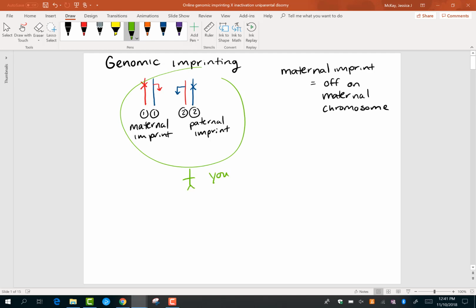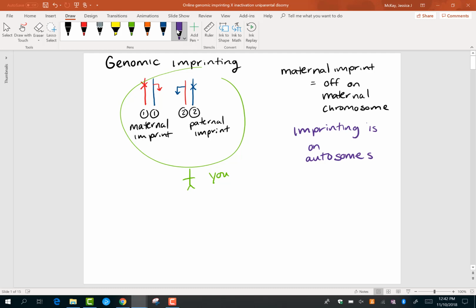Okay, so all of your cells will have the same maternal imprints, for this case on chromosome 1, and paternal on chromosome 2. Okay. Imprinting is on autosomes. So we're not talking about sex chromosomes at all. This is all on the autosomes.